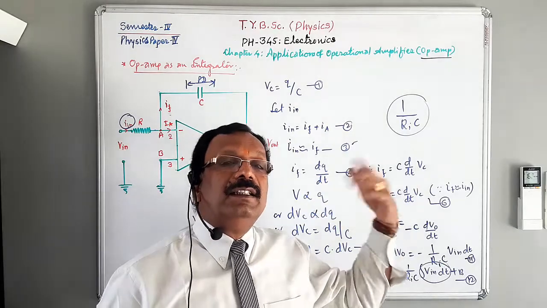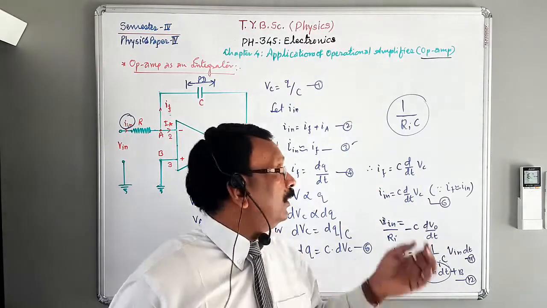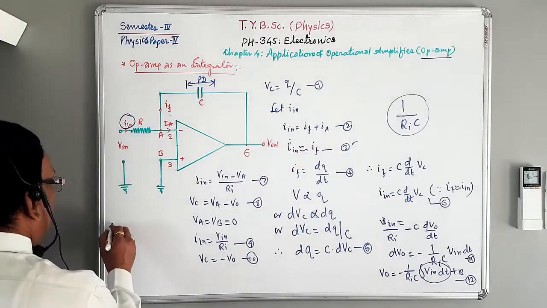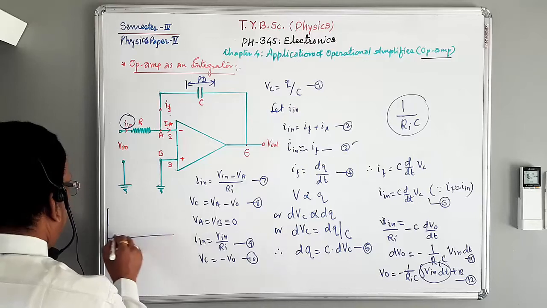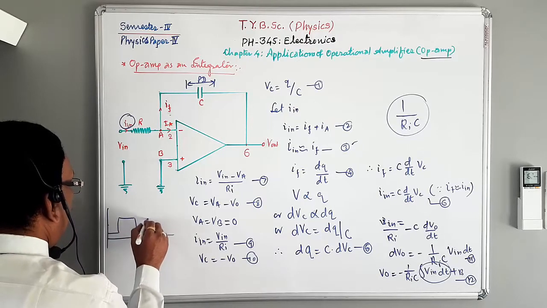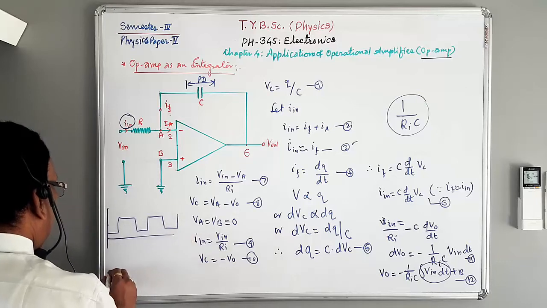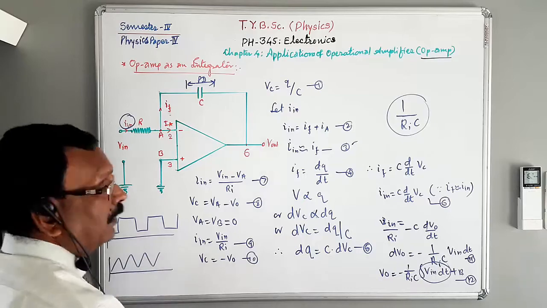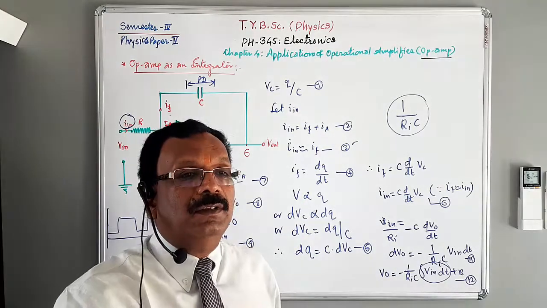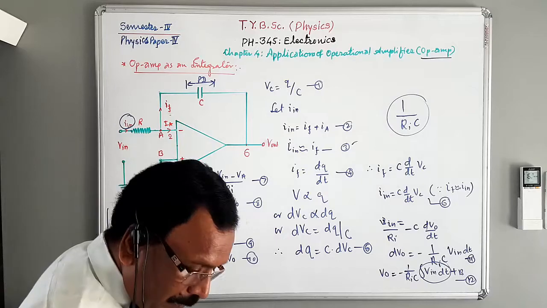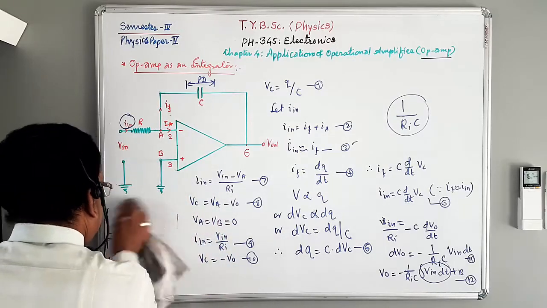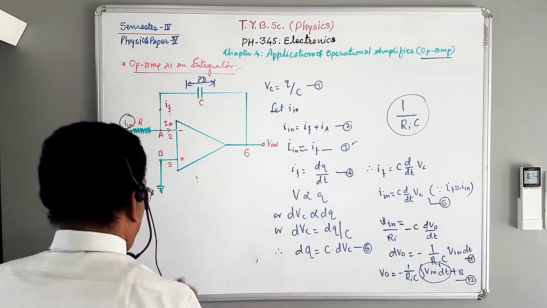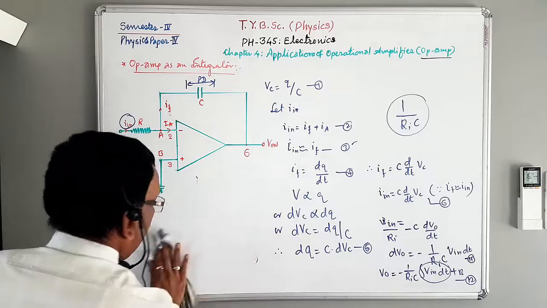If the input signal is in the form of a square wave, then the output of this circuit is a triangular wave. If input is like this, then output is like this, a triangular wave. Okay. Here, this is very important.